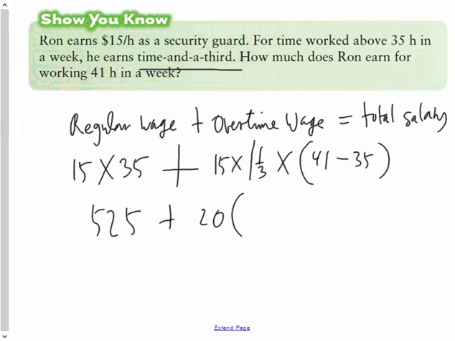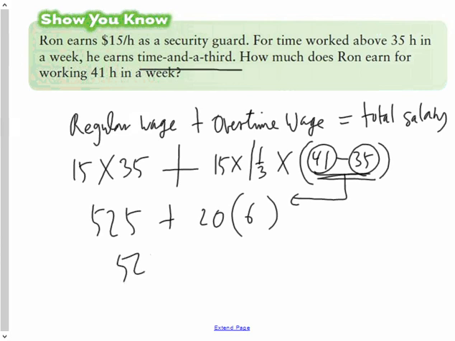So that 20 represents how much money he makes working time and a third. So he makes 20 bucks an hour, or a third more. Now, we all knew that a third of 15 was 5. So if he makes $15 an hour, he gets an additional $5 overtime bonus. So he makes $20 an hour, multiplied by the number of overtime hours he worked, which was 6. This 6 is represented by how many hours he worked that week, take away his regular hours. That 6 represents how many overtime hours he worked.